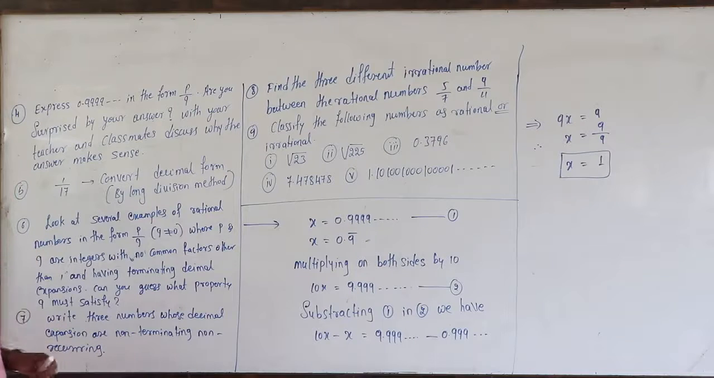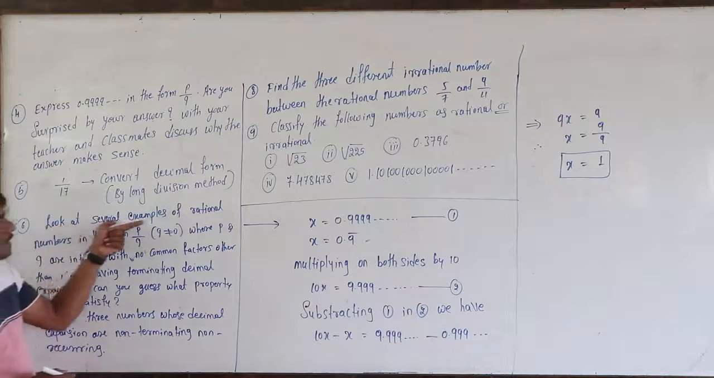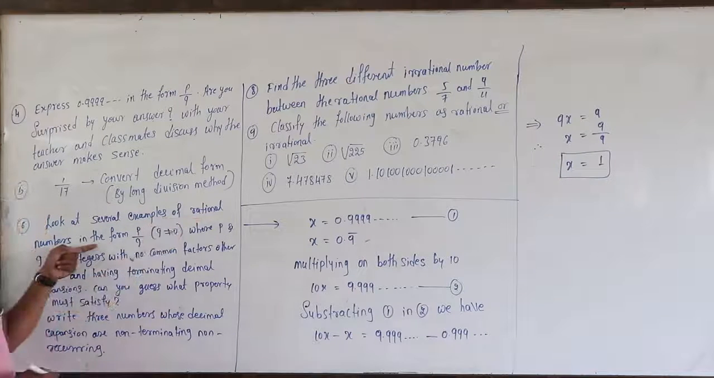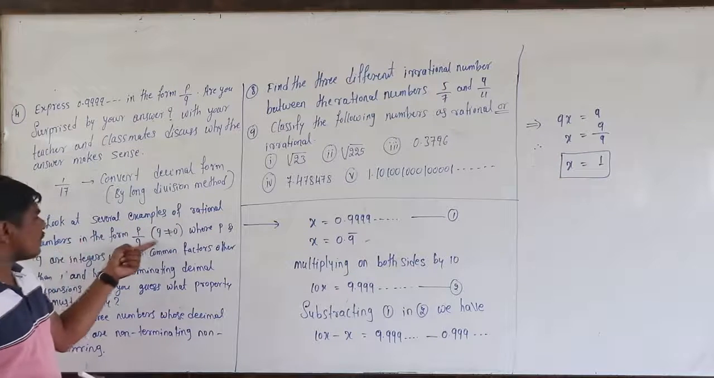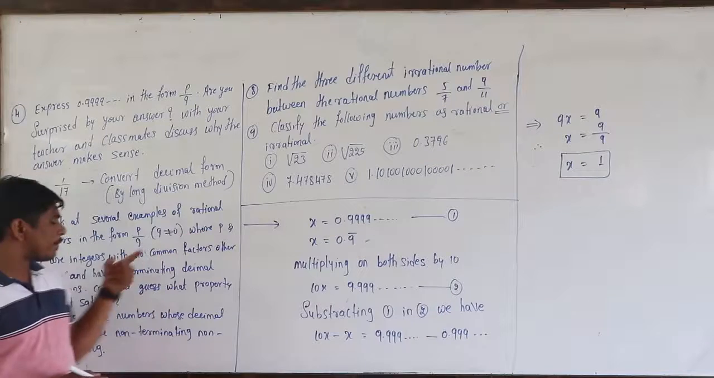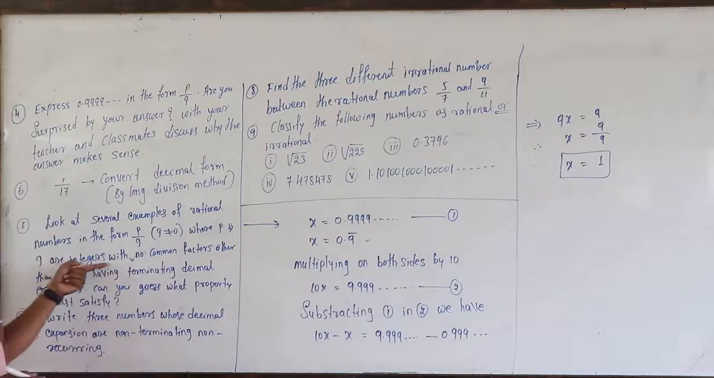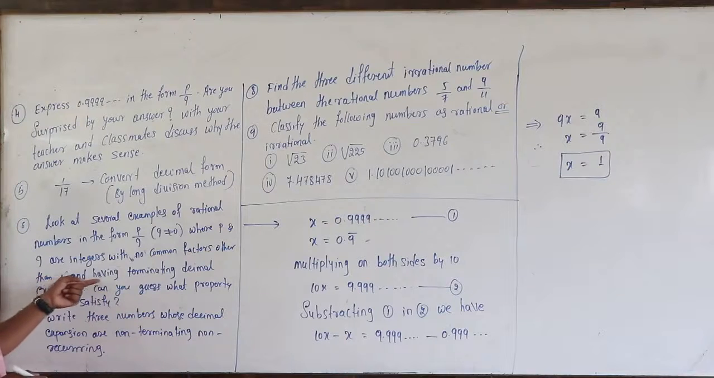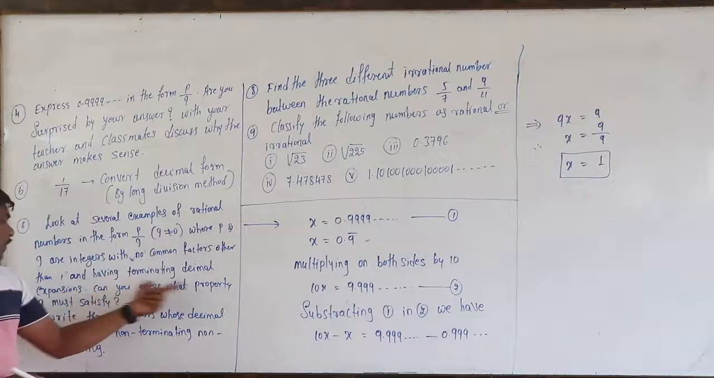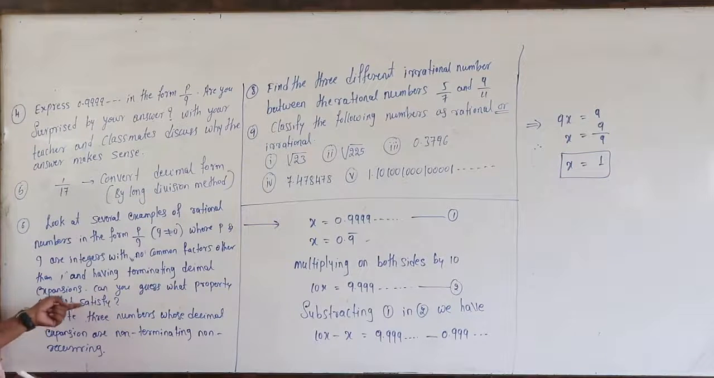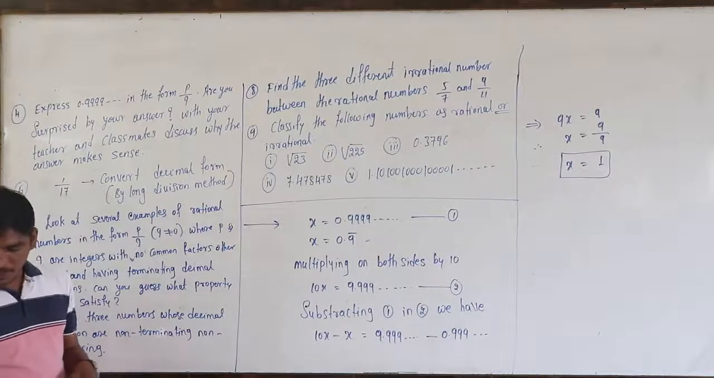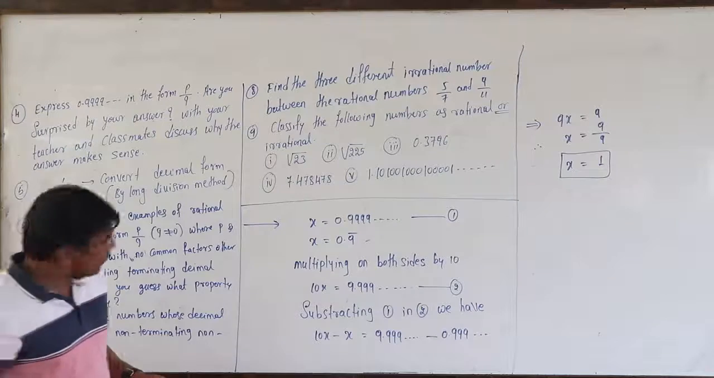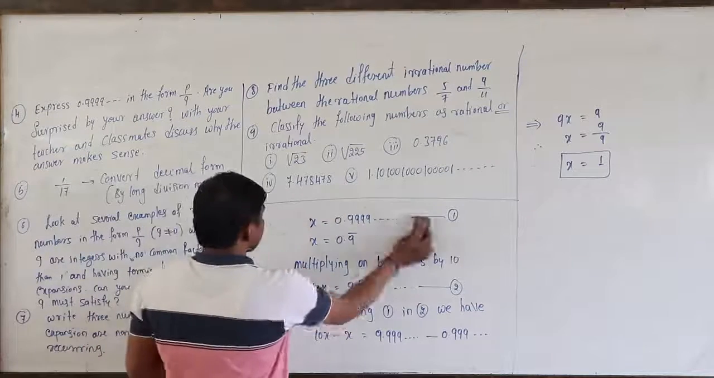And the next one is the sixth one. Look at several examples of rational numbers in the form of p by q, q is not equal to 0, where p and q are integers with no common factors other than 1 and having terminating decimal expansions. Can you guess what property q must satisfy? It means you have to concentrate first on terminating decimal expansions.